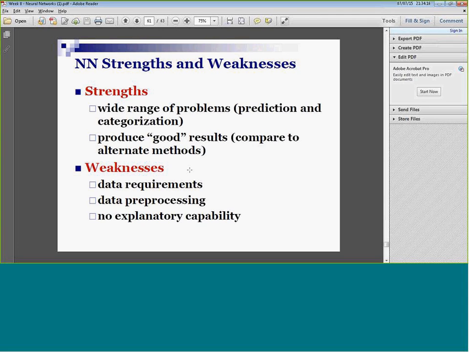The weaknesses, well, as you can see, a lot of massaging of data, a lot of capturing of data, and not a very good ability to explain exactly why the inputs cause the answer.